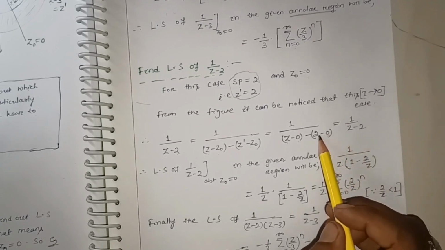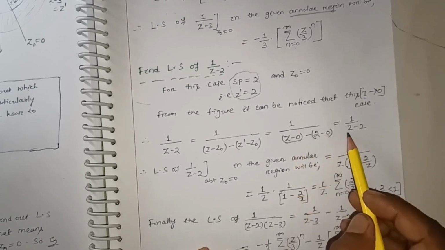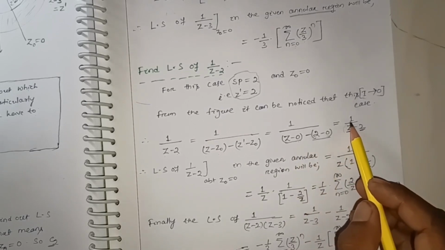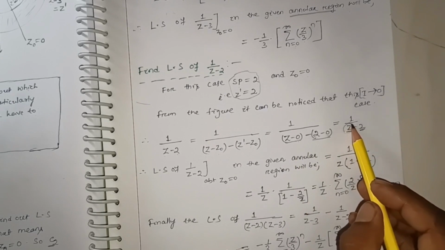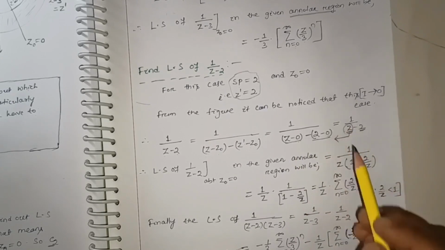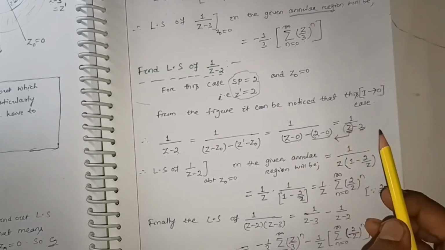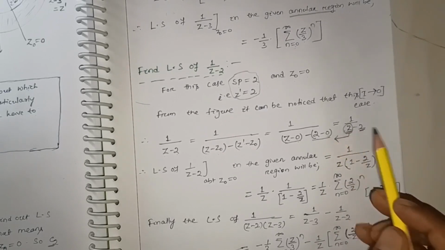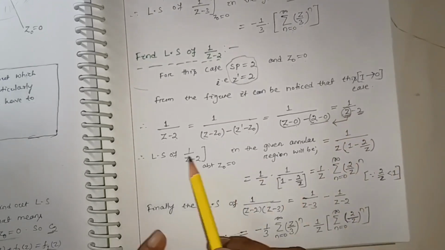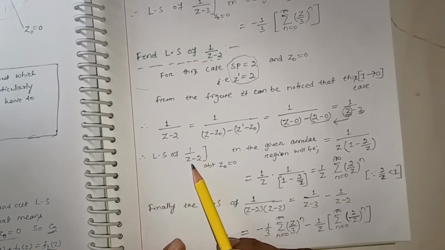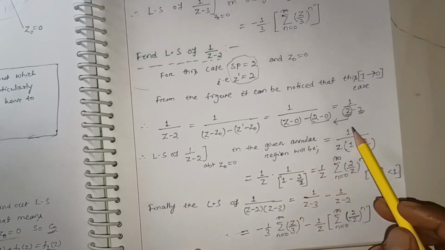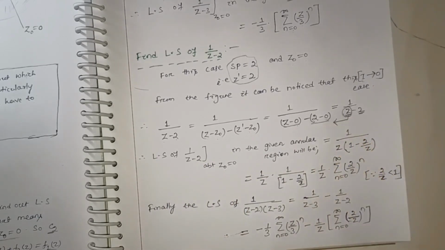Okay, that means the second term exists; the first term is z, and the second term is 2. I told you what the first term will be: the one you are going to take common from these two terms, which is most important. So here the first term is z, and we have to take it common from these two terms. We find that the Laurent series of 1 by z minus 2 about z0 equal to 0 in the given annular region will be equal to 1 by z, taken common from these two terms.